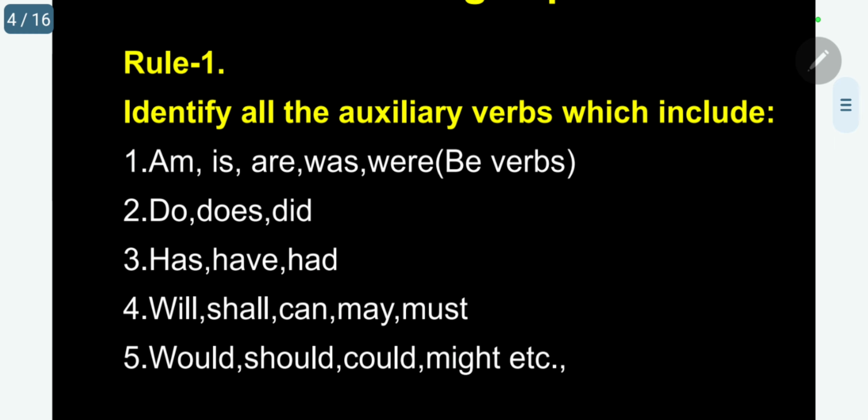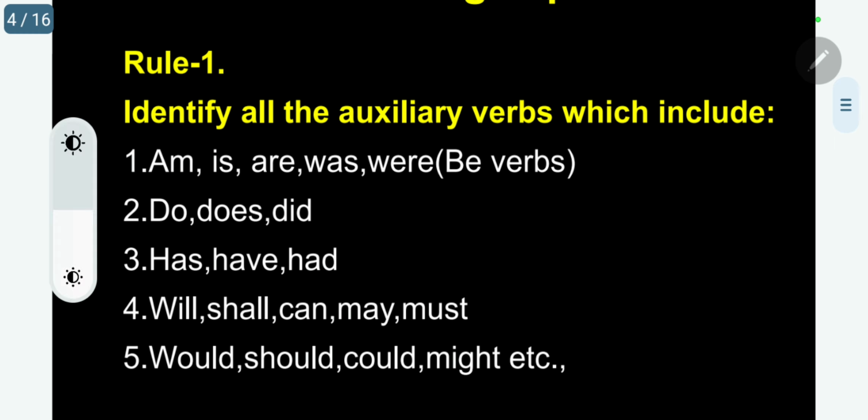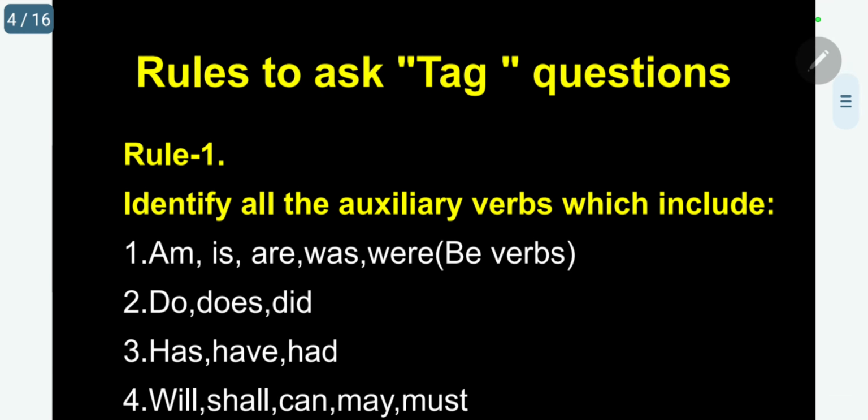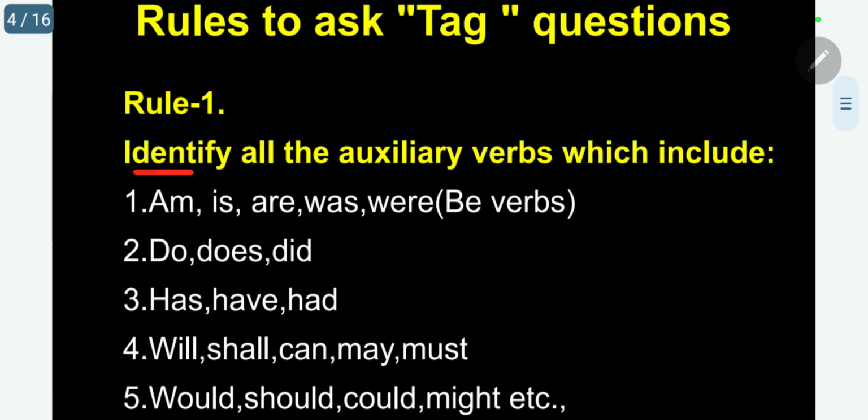Okay. Now, let me come to rule 1. Identify all the auxiliary verbs, which include type 1. These are called be verbs: am, is, are, was, and were. This is called type 1. They will simply use the name be verb.